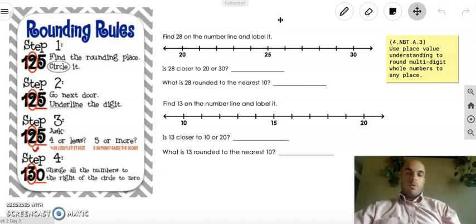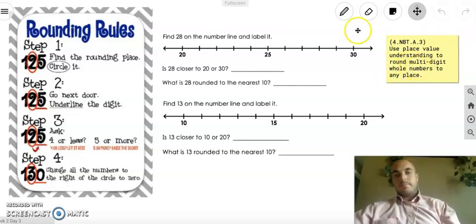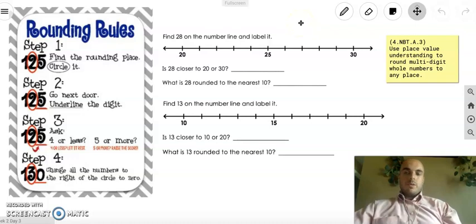Today we're going to be continuing our work in math. Today we're going to be going over a new topic, which is rounding. Our objective today, which is based off the standard NBT.A.3, is we're using place value understanding to round multi-digit whole numbers to any place.